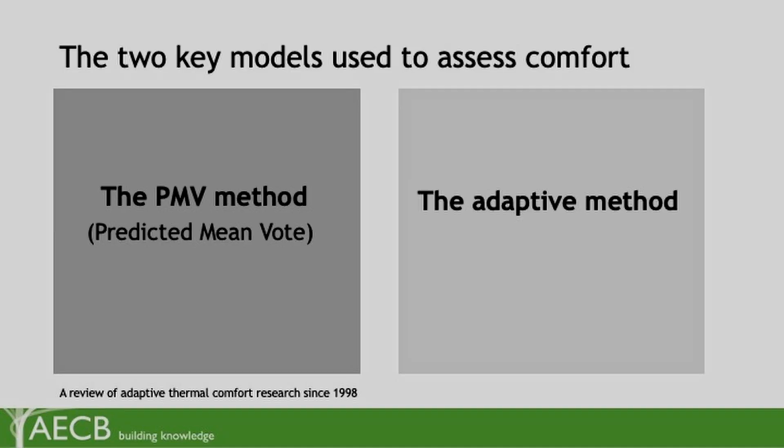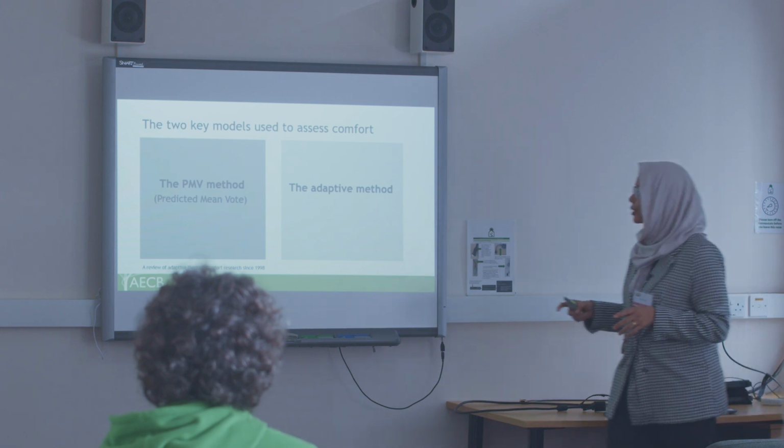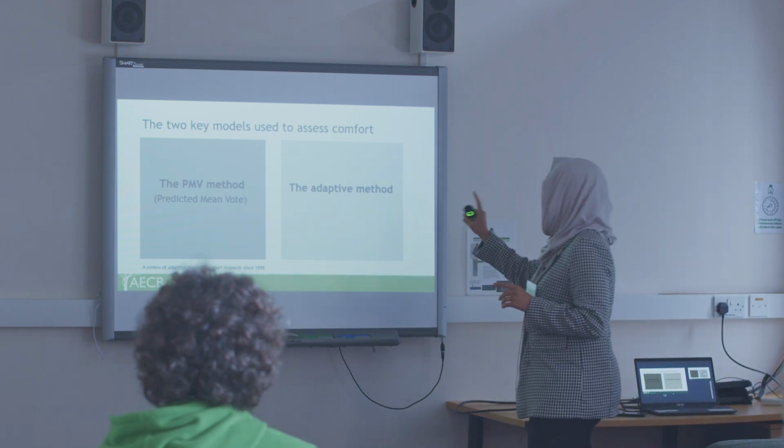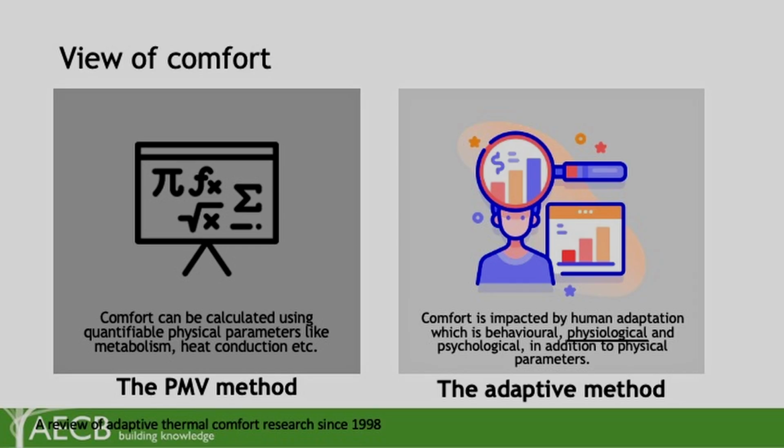There's 2 schools of thought that look at this, and they both derived into different design techniques, different ways of looking at buildings and mechanical ventilation, mechanical systems. So first is the predicted mean vote method, and then there's the adaptive method. The key fundamental difference between the 2 methods is the PMV sees comfort as something physical, something you can measure, with particular parameters: heat conduction, metabolism, air speed, air temperature, humidity, and then you put it in a formula and you get a number out.